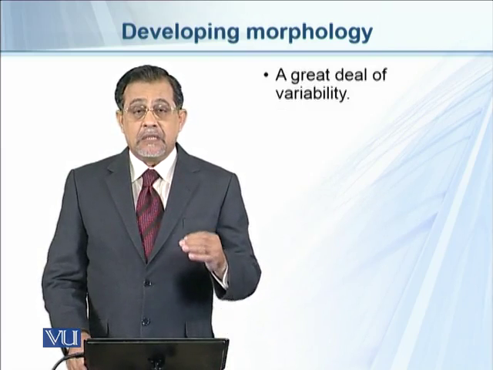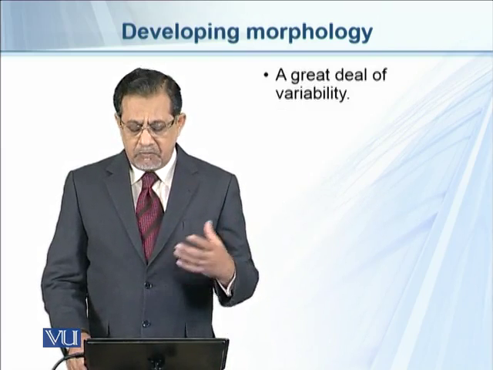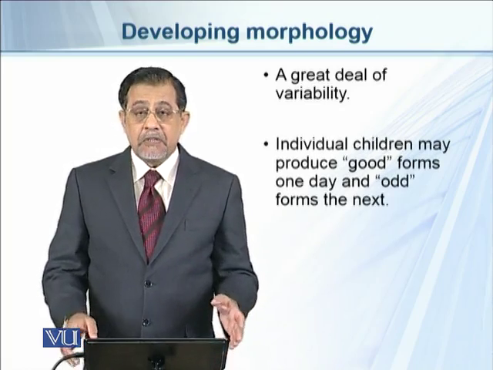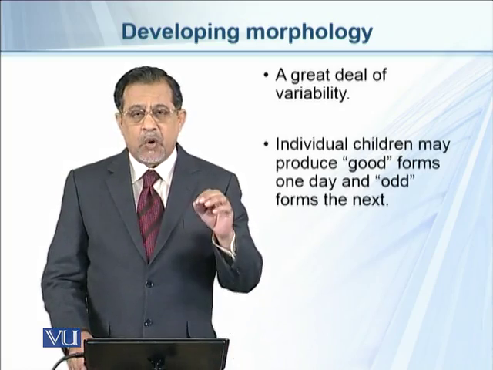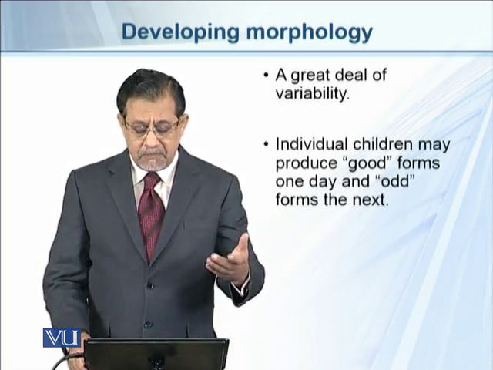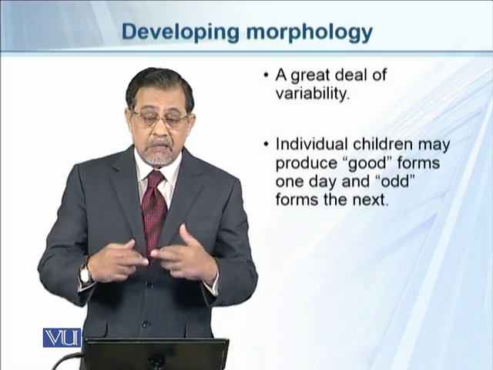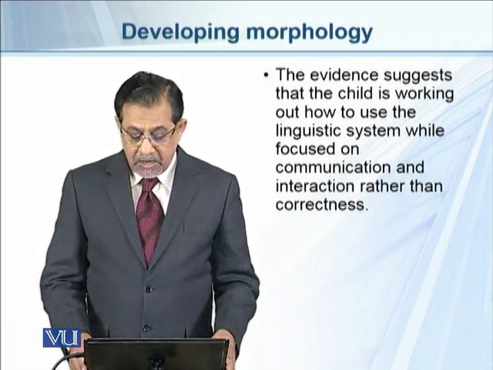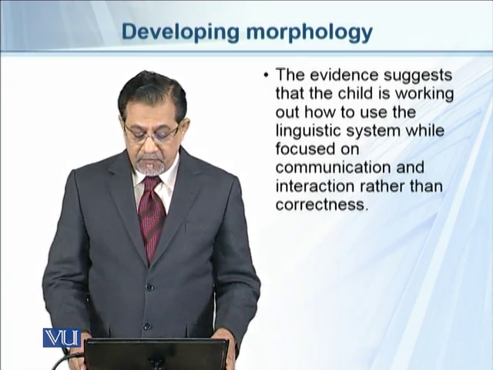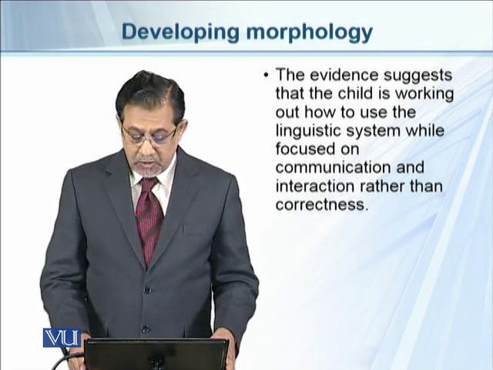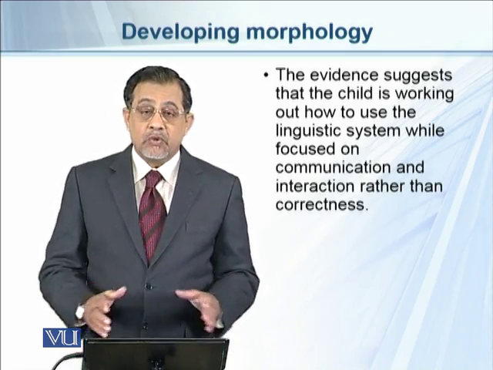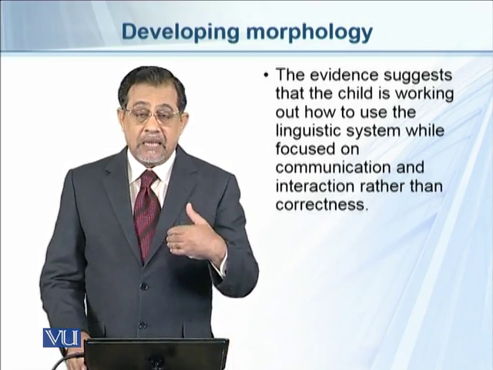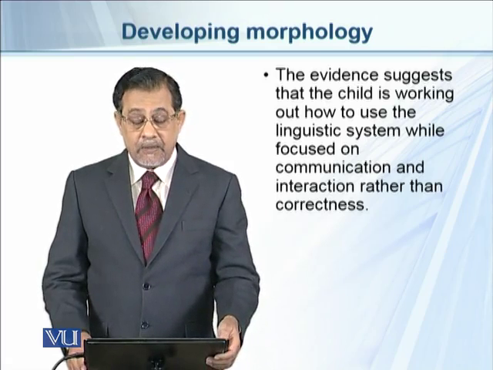So at this stage, the child shows expressions which have a great deal of variability. Individual children may produce good forms one day and bad or odd forms the next day. So they are changing. The evidence suggests that the child is working out how to use the linguistic system while focused on communication and interaction rather than correctness. So the child is more for fluency, for communication, less for correctness.